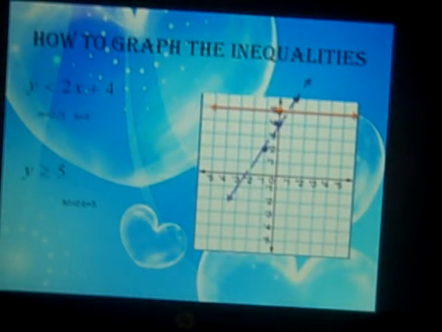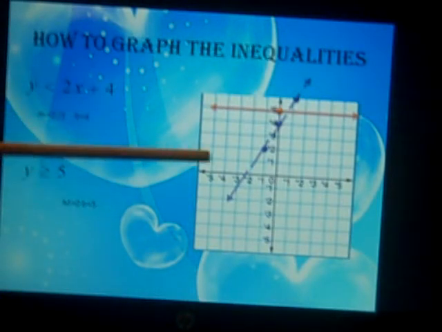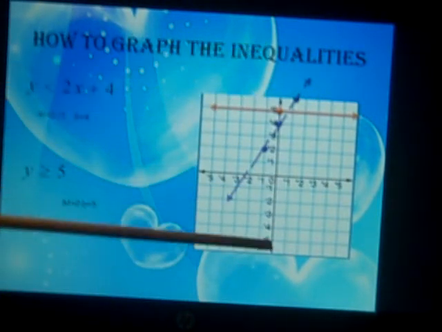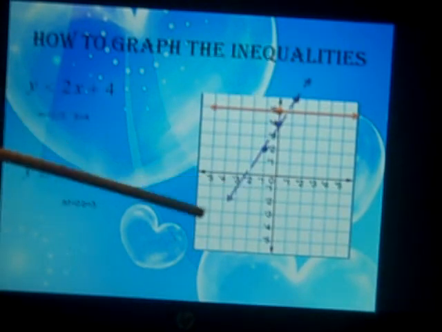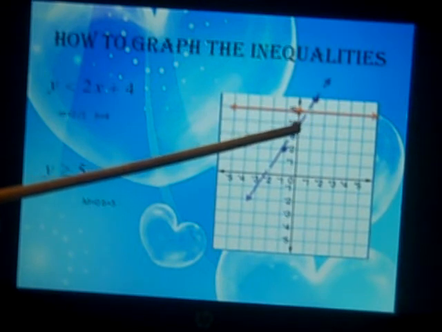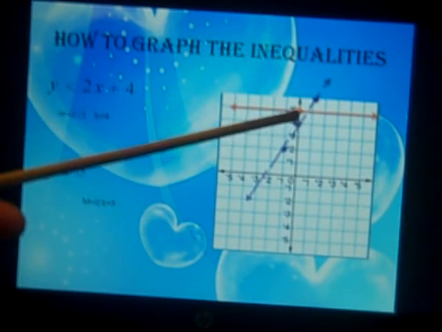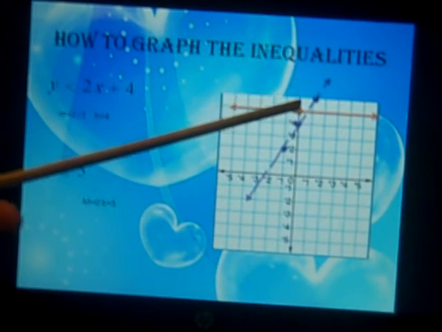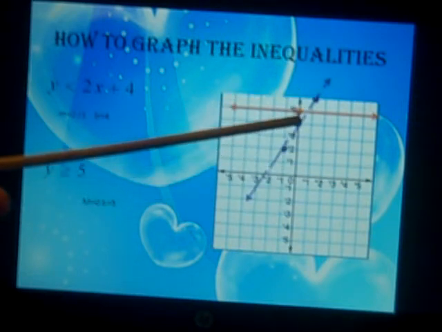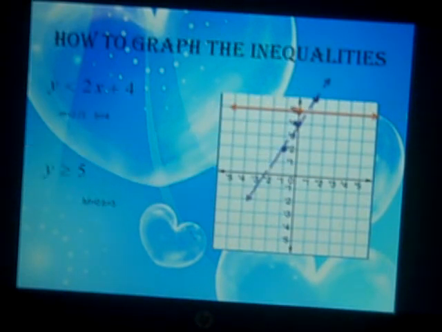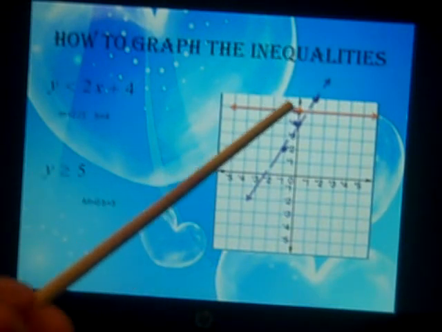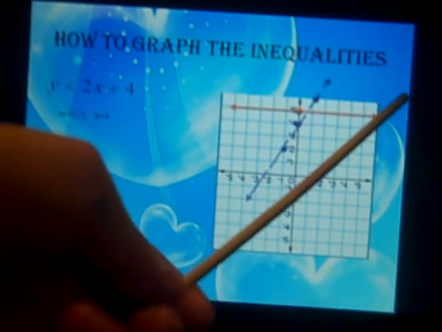How to graph the inequalities. Okay, you go to the y-intercept, this is the y-intercept right here, and this is the x-axis. At the y-intercept, you go to 4, and then you do rise over run, which is our slope. You go up 2, run 1, or down 2 and over 1. And then for the other equation, there's no slope, so you go to 5 and draw the line that way.